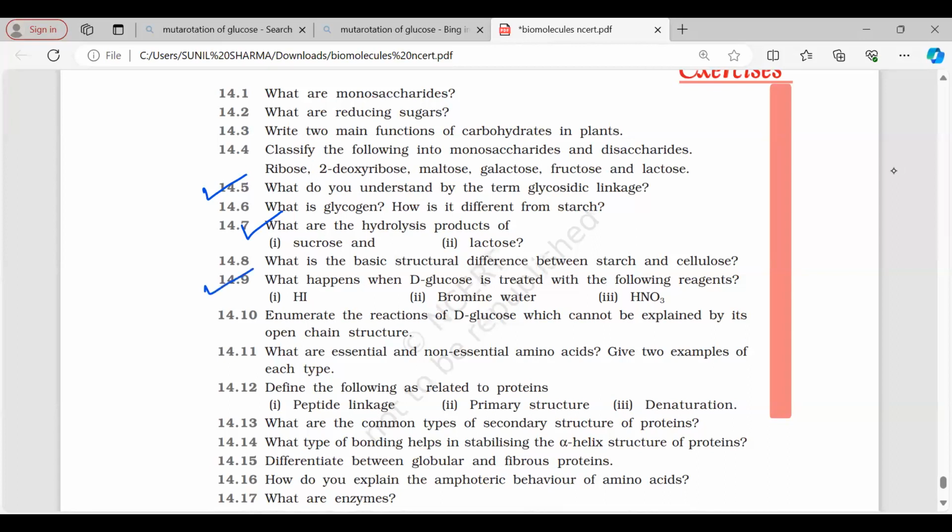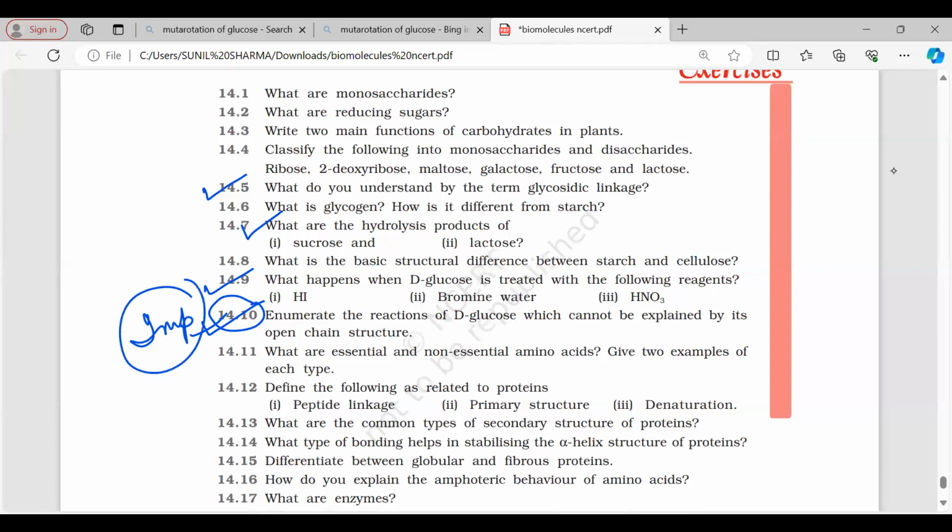Now look at 14.9, one of the very important ones. Now a reaction will come, one of these three will come, just one of these three, that's it. So reaction of glucose with HI, reaction of glucose with bromine water, and reaction of glucose with nitric acid. And this that I taught you yesterday, I told you that day, if I have to pick one question from this chapter, it will be this.